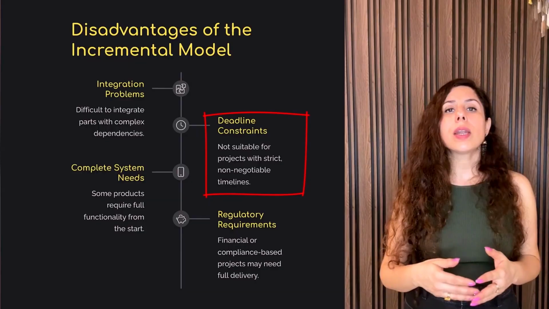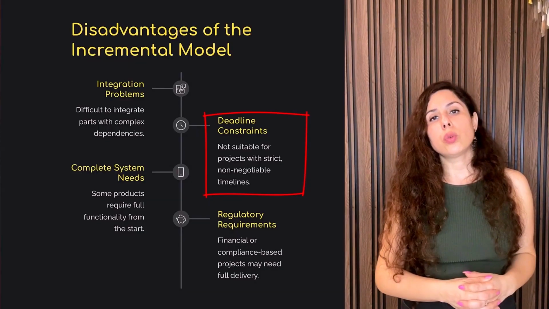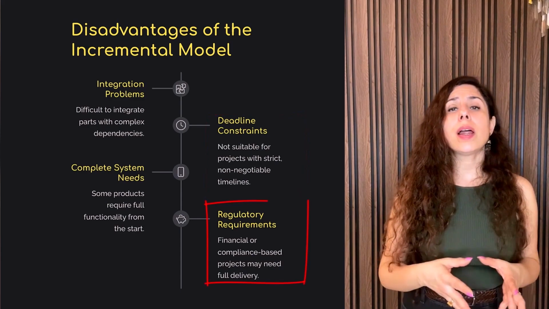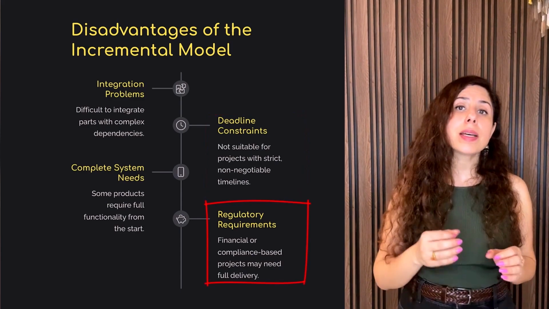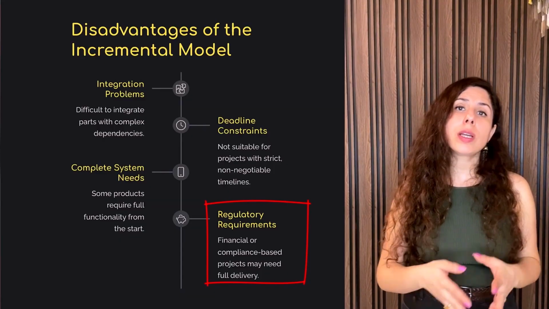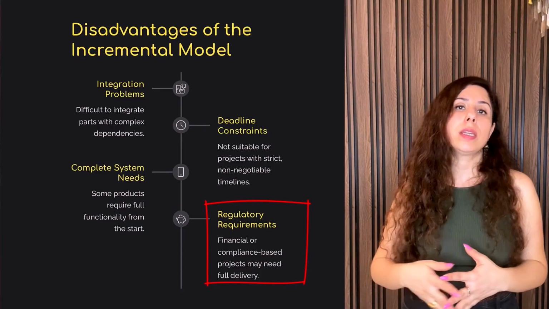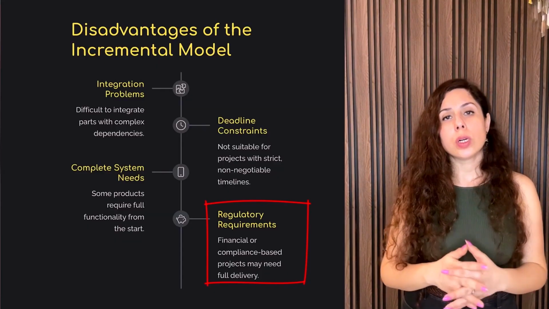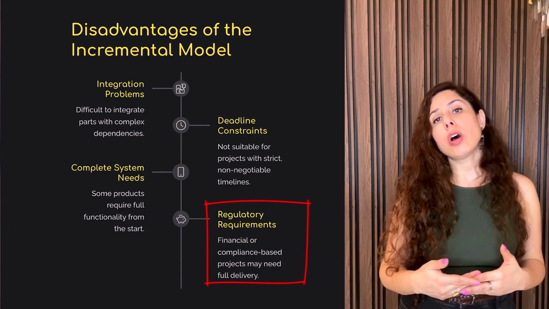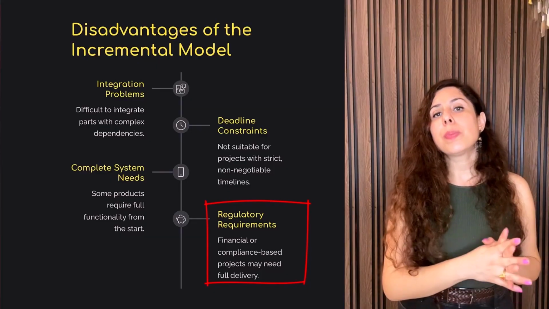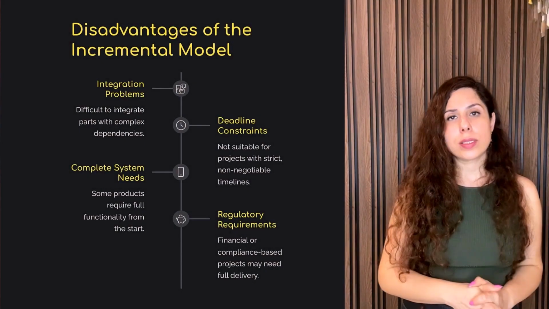Also, sometimes there are strict deadlines to be followed. For example, if you are building software for a bank where there are financial policies that must be implemented within 30 days, you don't have time for customer feedback after every increment. In such cases, incremental development won't work. You need to go for a waterfall style model where the entire product is planned and delivered at once.